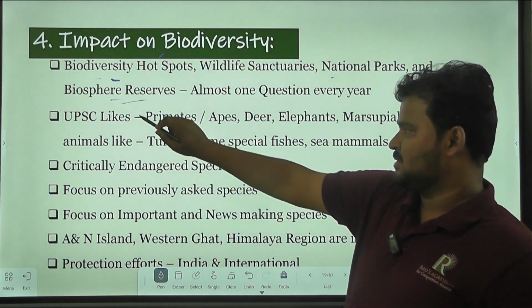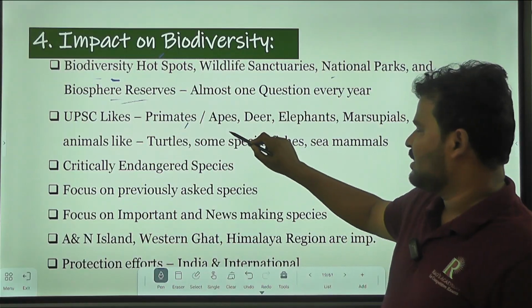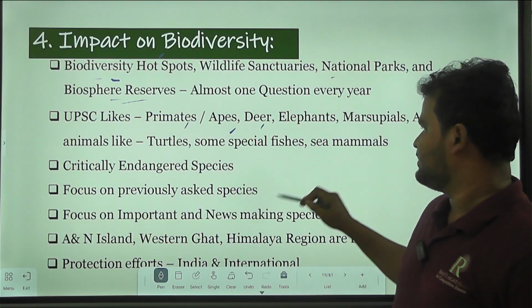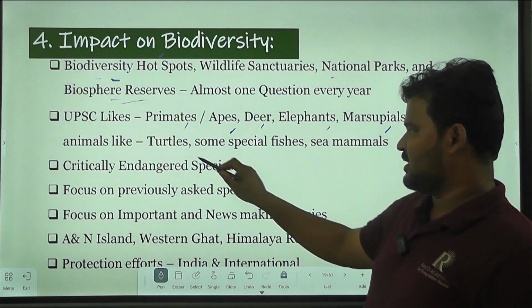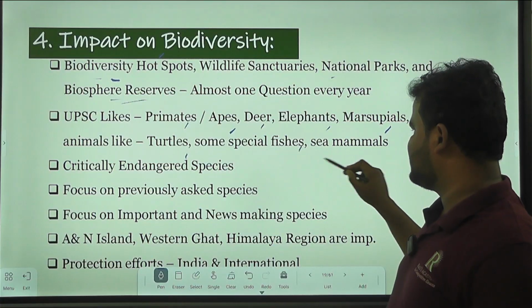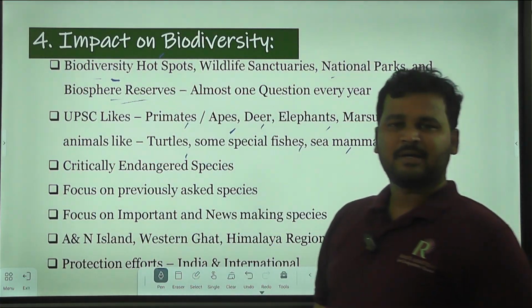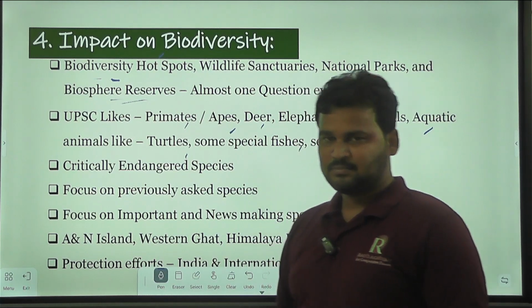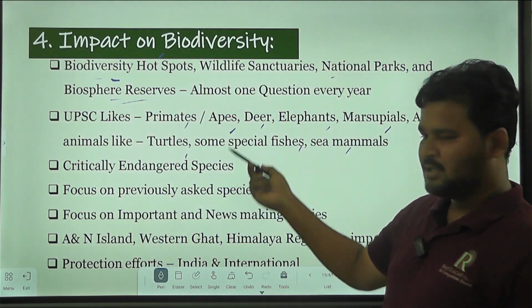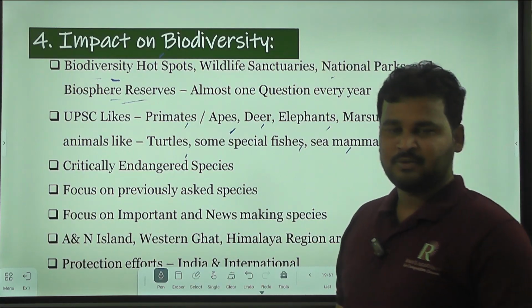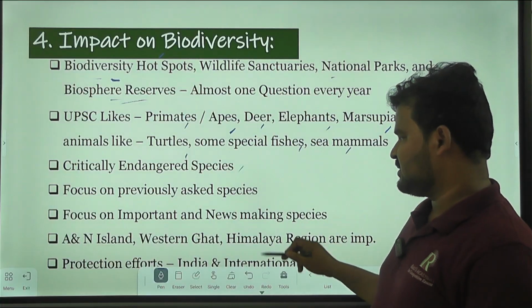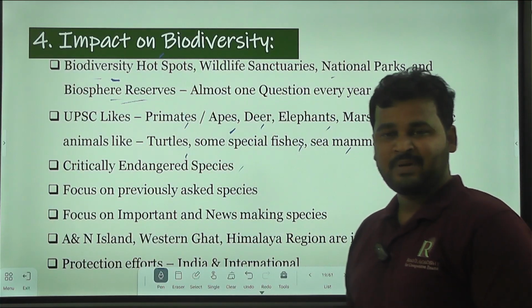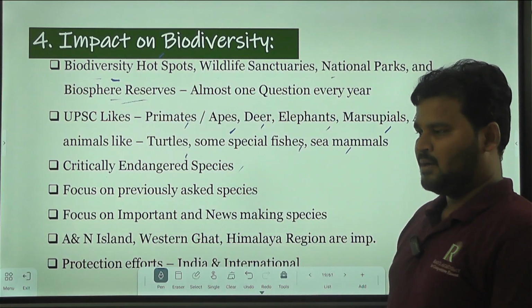UPSC likes primates, apes, deer, elephants, marsupials, aquatic animals like turtles, some special fish, and sea mammals. These are UPSC's favorite areas. So, what are the animals in the news? You have to concentrate on them. Also focus on critically endangered species and previously asked questions.